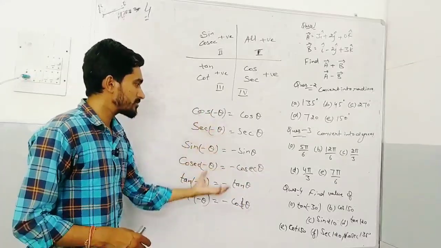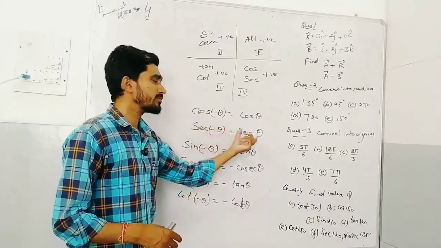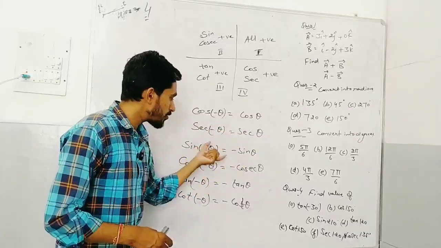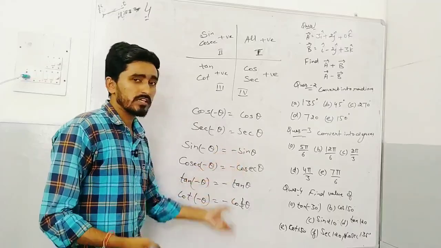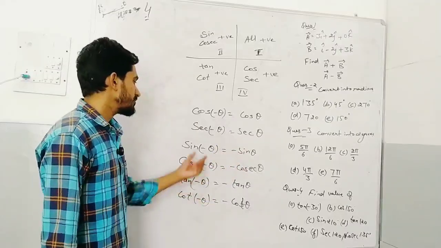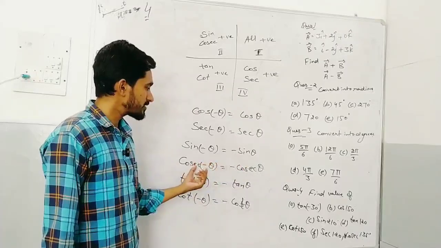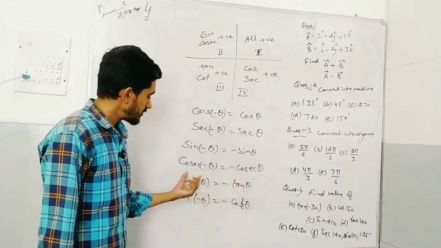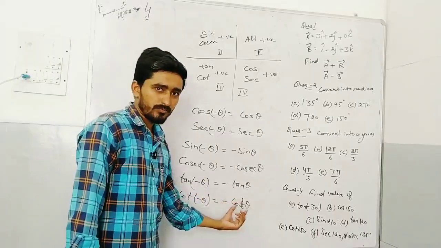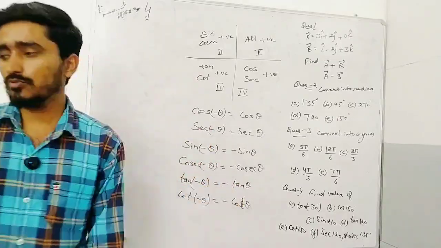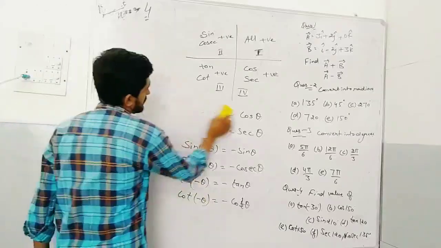Also remember these: cos of minus theta becomes cos theta, and secant of minus theta becomes secant theta. For the remaining, the negative sign comes out in front. Minus theta here gives minus sin theta, minus cosecant theta, minus tan theta, minus cot theta. Remember these. We have to do a lot with these formulae. I am erasing this.